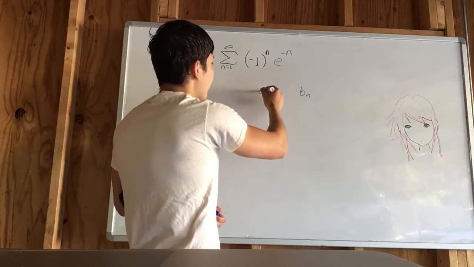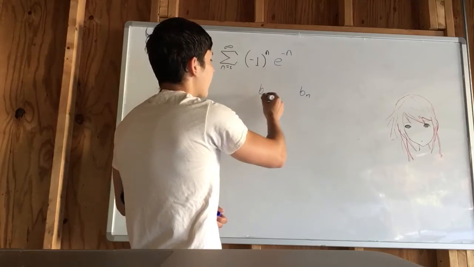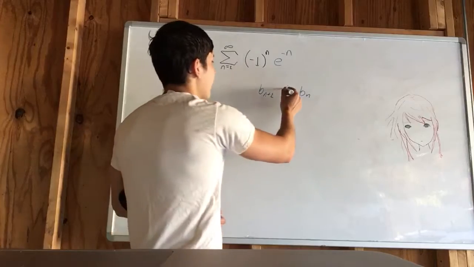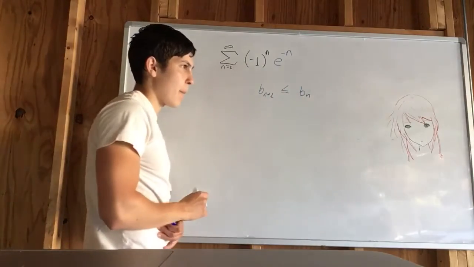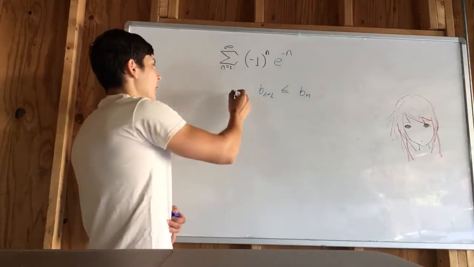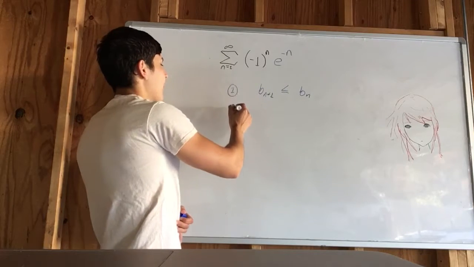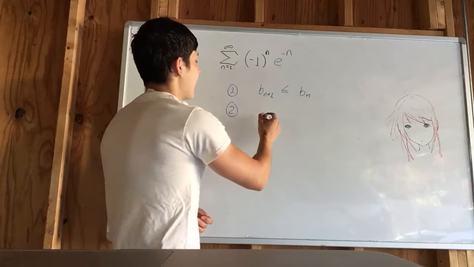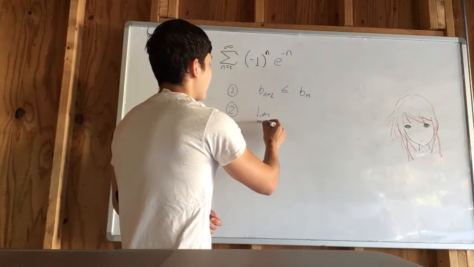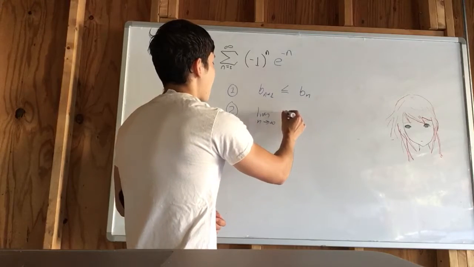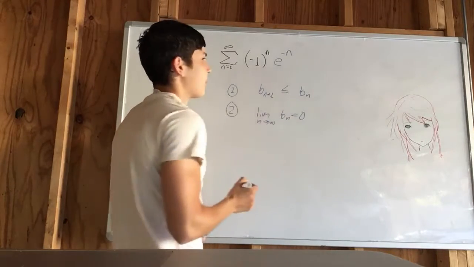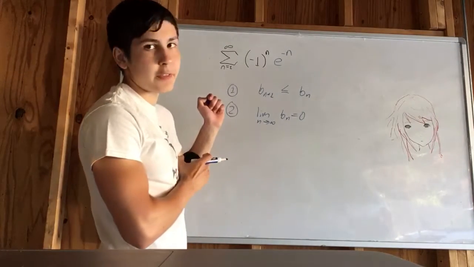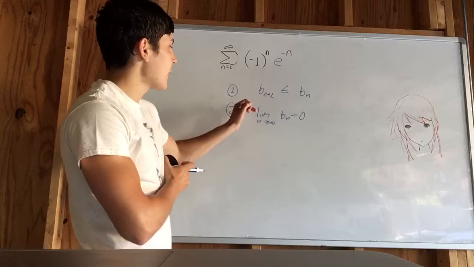And we have also b sub n plus 1, where we plug in n plus 1 wherever you see an n. And it has to be less than or equal to b sub n. That's the first condition of the alternating series test. The second condition is that when you take the limit as n approaches infinity of b sub n, this equals 0. And this will guarantee that this series converges. So that's why we need our two conditions.